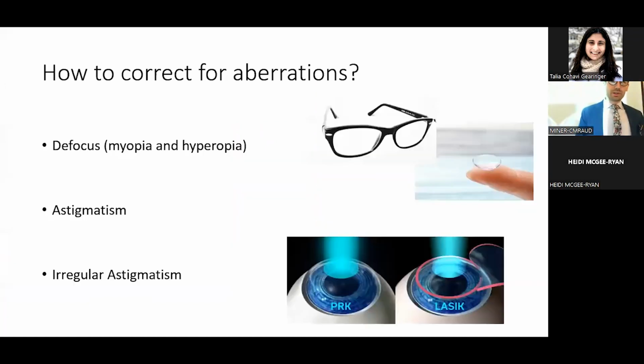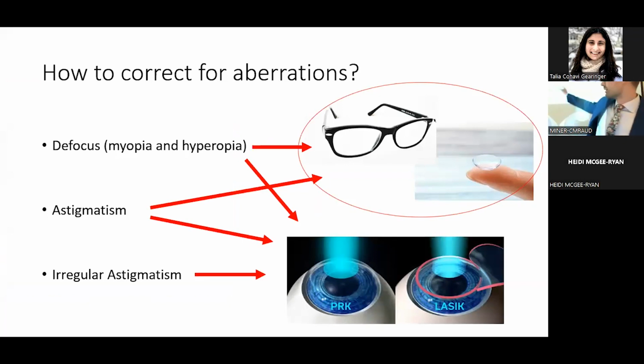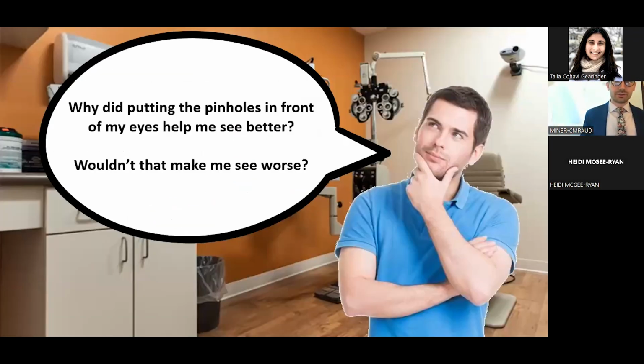So how do you correct for it? Well, like I already said, these lower order aberrations, myopia, hyperopia, even astigmatism, you can correct just with glasses or contact lenses. Both of them you could correct with laser refractive surgery. But irregular astigmatism, really, you can't. The control you have with glasses and contact lenses is not fine enough to really correct for these other high order aberrations, so you'd have to turn to something like laser refractive surgery.